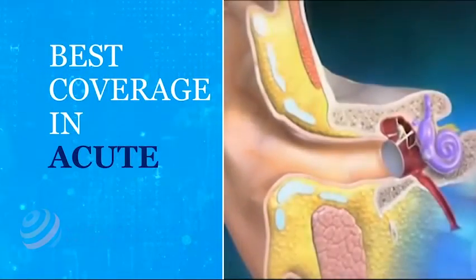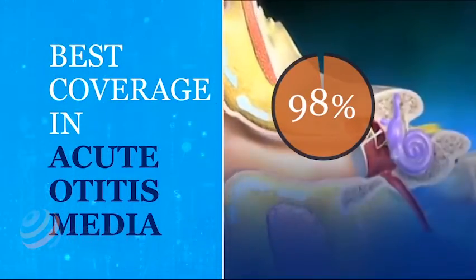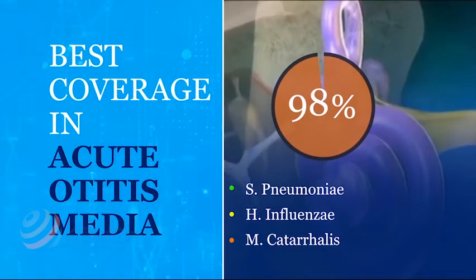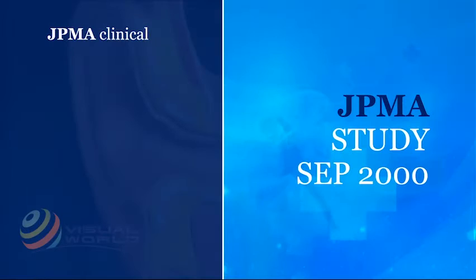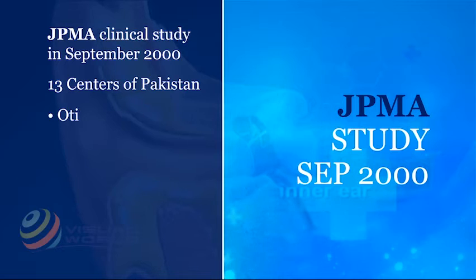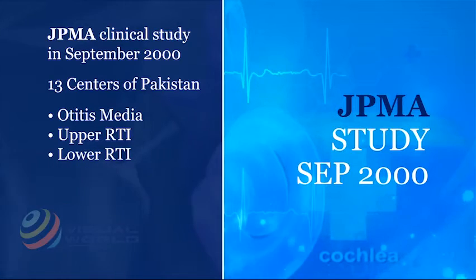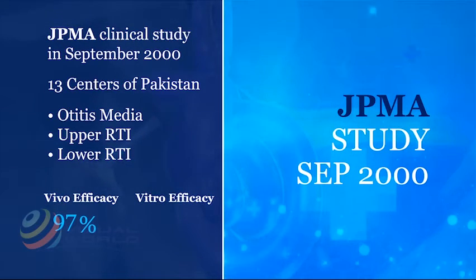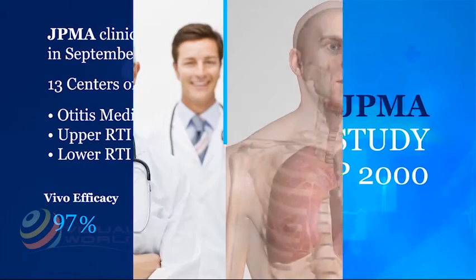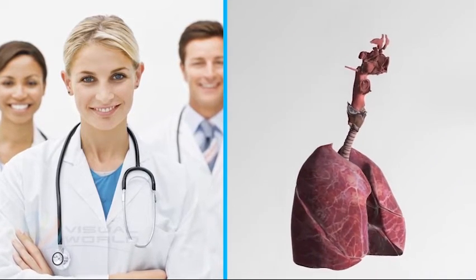Best coverage in acute otitis media. Ceclor has 98% proven clinical success response against Streptococcus pneumoniae, H. influenzae, and Moraxella catarrhalis. JPMA's clinical study published in September 2000, which was conducted in 13 centers of Pakistan for otitis media, upper respiratory tract infection and lower respiratory tract infection, clearly resulted in 97% in vivo efficacy and 93% in vitro efficacy. That is why we claim that Ceclor is an ideal choice in respiratory tract infections.